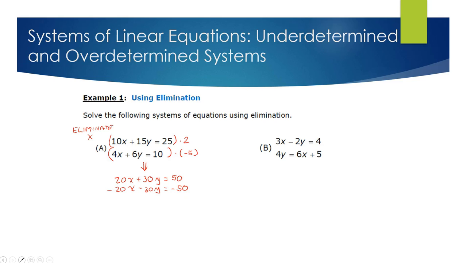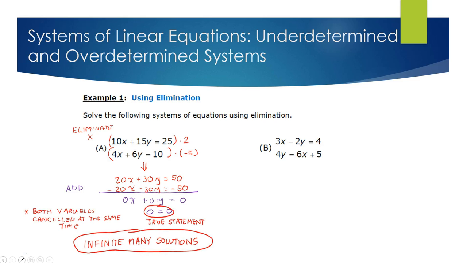When I add the equations together, the x's do cancel. They're eliminated, but so are the y's. Both of these are gone, because I have no x's, no y's, so I have 0 equaling 0. Much as it was before, this is a special case. We know it's going to have either infinite solutions or no solutions. And the fact that 0 equals 0 is a true statement means it's going to have infinitely many solutions.